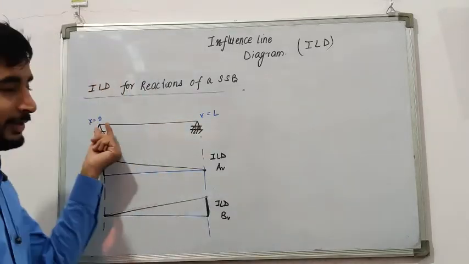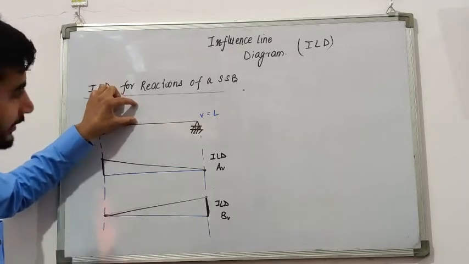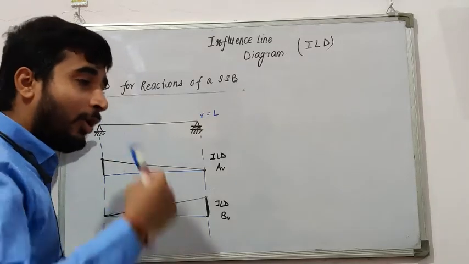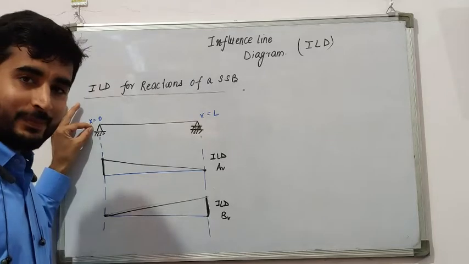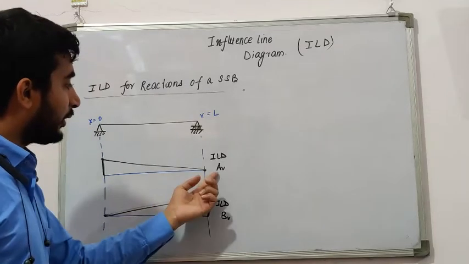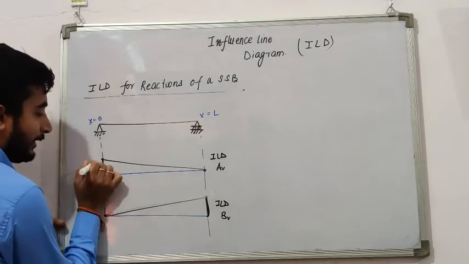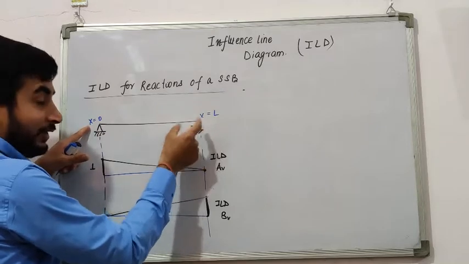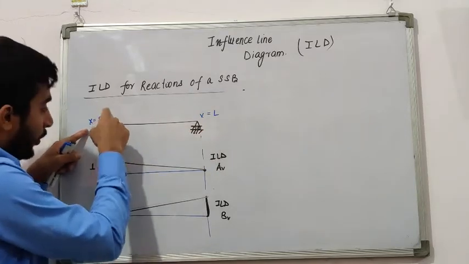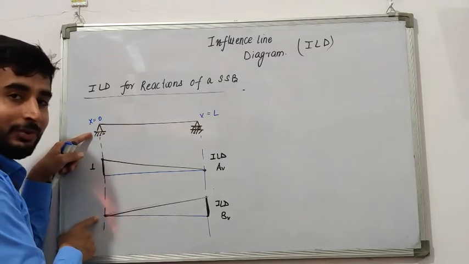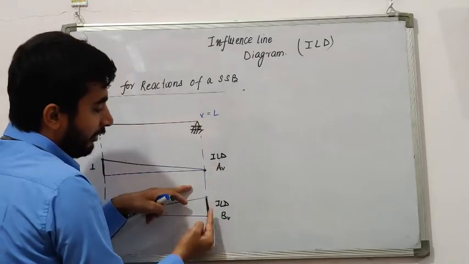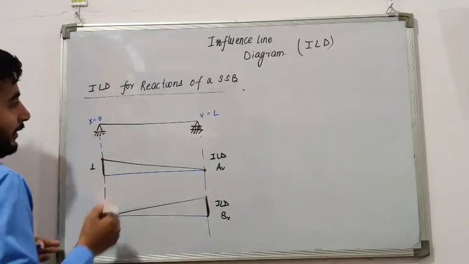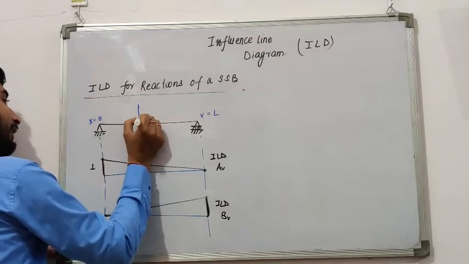Let's say, when x equal to 0 means the load which was moving here is completely over the support A. So whole of the load will be taken by this support. So AV will be equal to this value, which is equal to 1. That is the applied load. And the BV at this position for x equal to 0, when the load is here, whole of the load is taken by AV and BV will be equal to 0. The same way, when the load is shifted here, whole of the load will be taken by BV and AV will be 0.